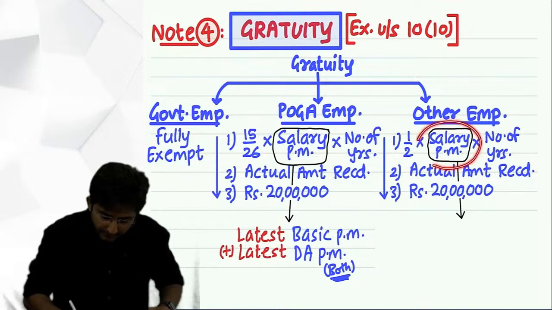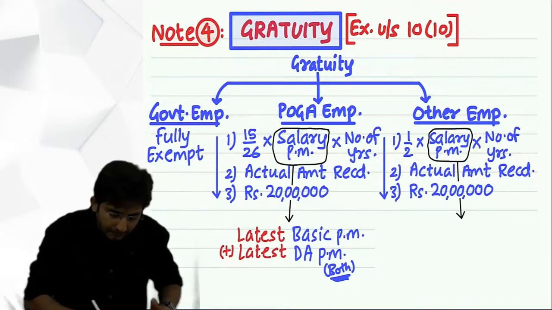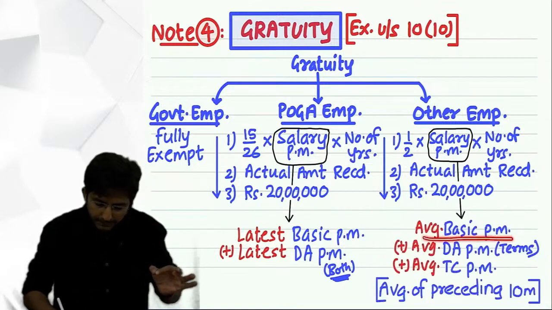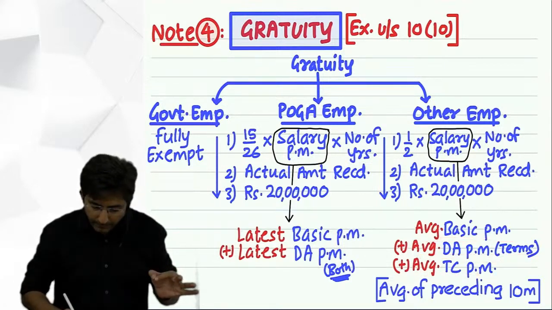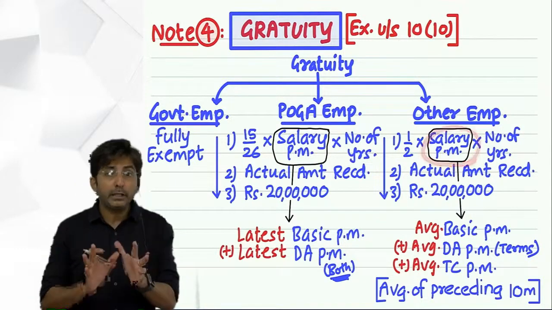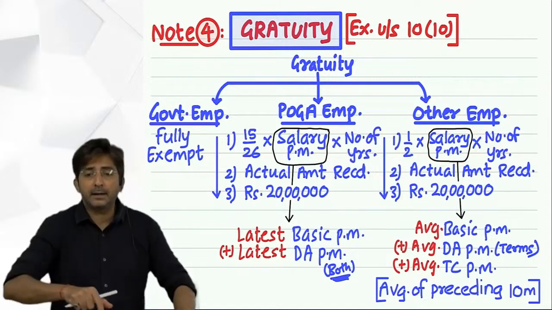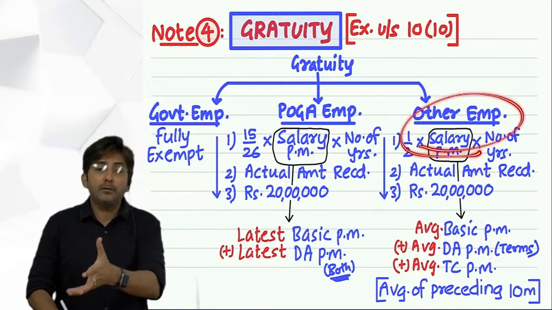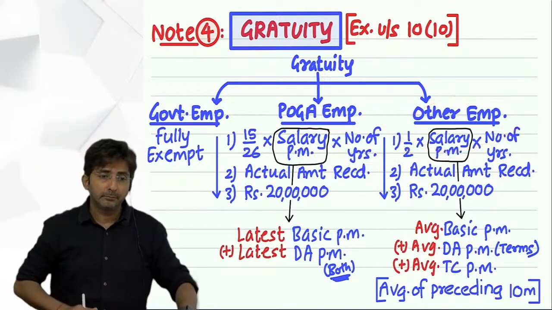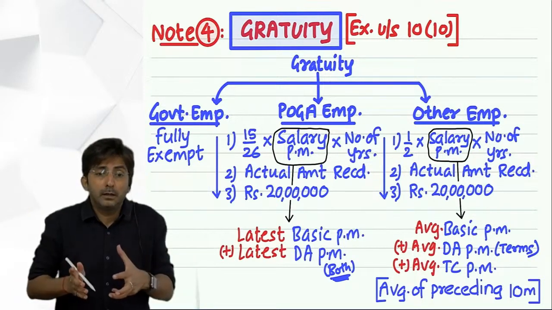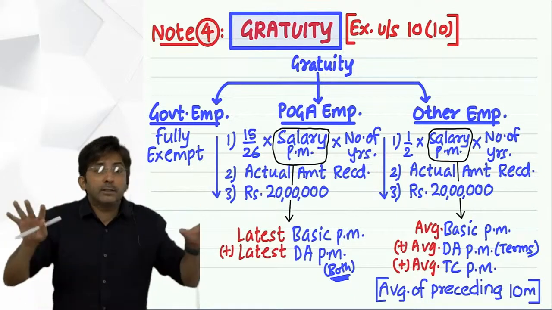See, here also there is salary. And here salary means what, you know? Average basic, average DA in terms, average turnover commission, average of the preceding 10 months. Means, in this formula, we don't give too much importance to your latest salary. Because here in this formula, what we think is that at the time of retirement, you are getting the highest salary, and the highest salary will give a very big amount. Why give importance to the latest salary? On an average, what was the salary?